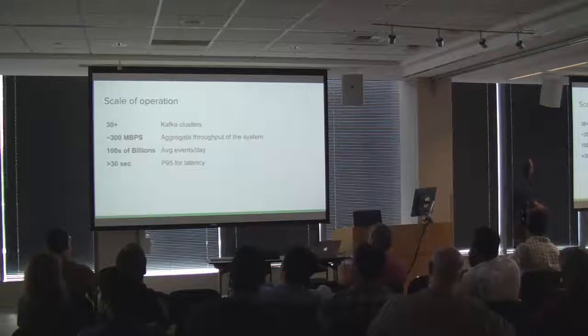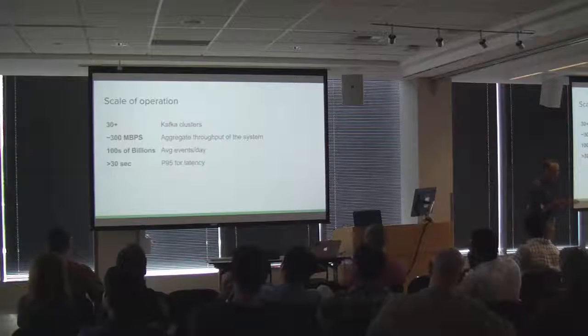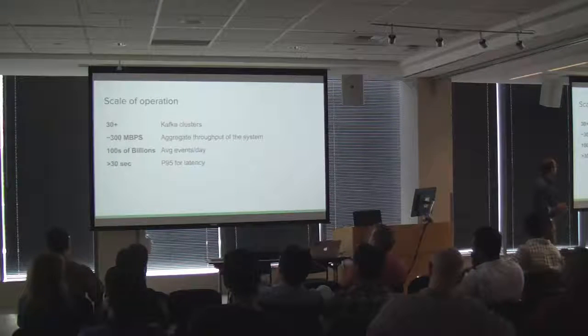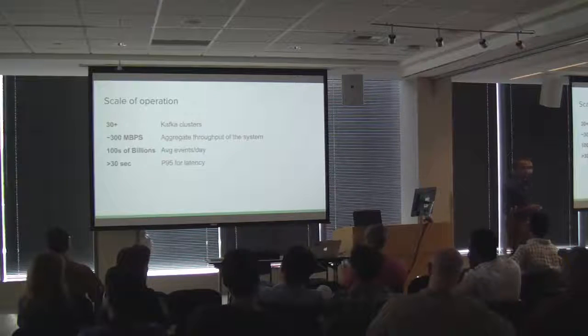Okay, scale. We have 30 plus clusters, and as we increase our footprint, the number of clusters that we need to support increases, and as we support more scenarios, again the number of clusters that we need to support may potentially increase. Aggregate throughput is around 300 Mbps across the system. Average events per day is in the high hundreds of billions of events.